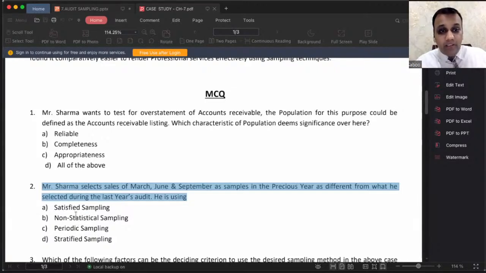Statistical sampling. This is not satisfied sampling, it is statistical sampling. I'll correct it before uploading it for you. Options: statistical sampling, non-statistical sampling, periodic sampling, stratified sampling. Answers, please.